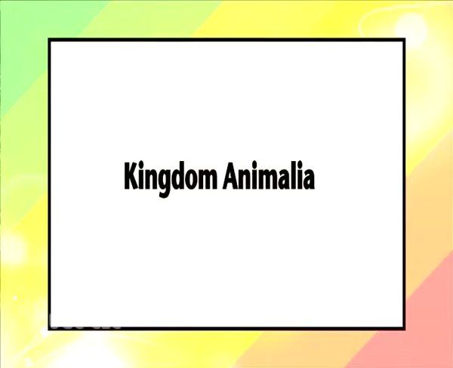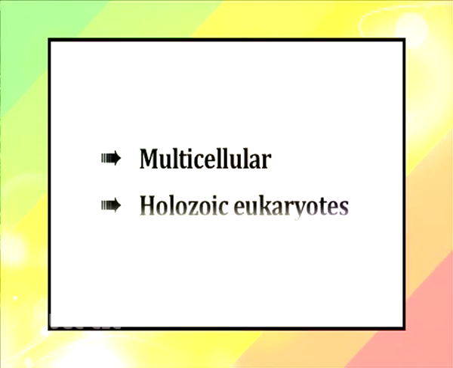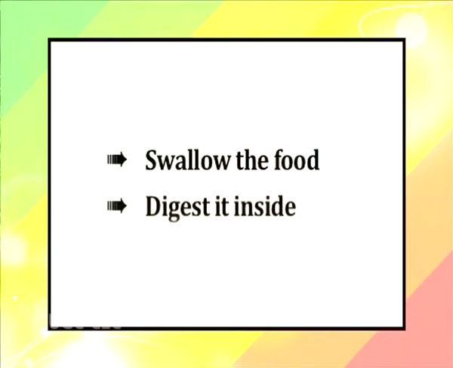The next kingdom is the kingdom Animalia. The animal kingdom exceeds all other kingdoms in diversity. They are multicellular and are also called metazoan. The general characters are, they are multicellular holozoic eukaryotes. They obtain food from outside sources and move from place to place with few exceptions. They swallow the food and digest it inside the body.